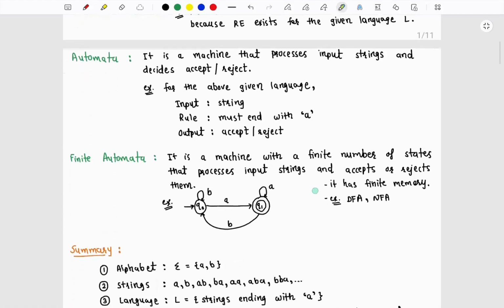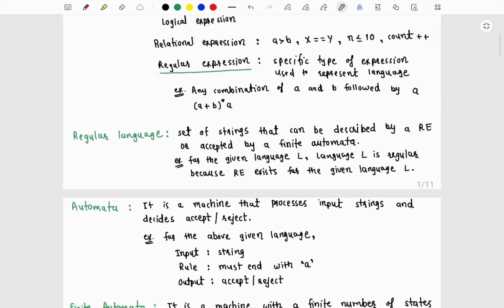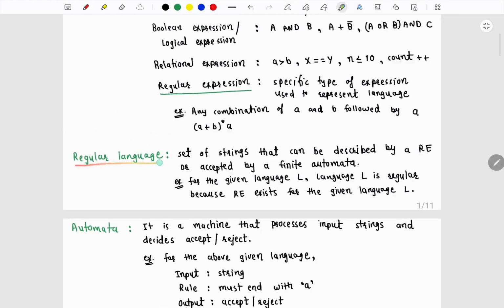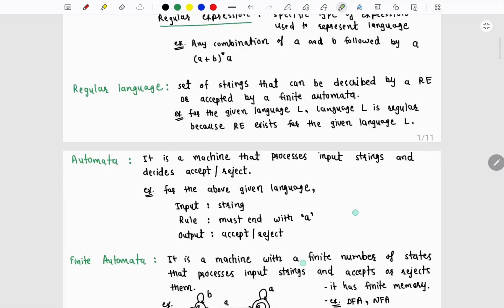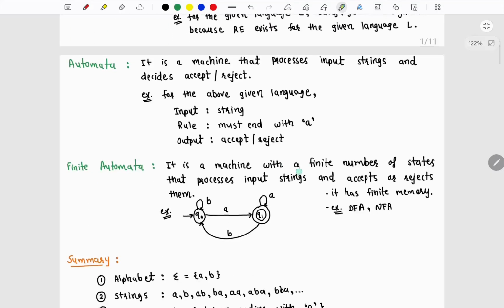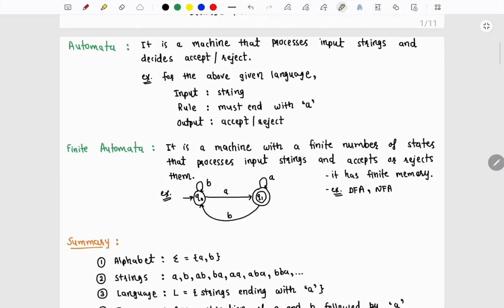Now, what is automata? Here we have seen what is regular language. If any set of string, that means if any language accepted by finite automata, then that language is called as regular language. That language is called as regular language, which language is accepted by a finite automata. Then question arises, what is automata? Automata is a machine that process input strings and decides accept or reject.